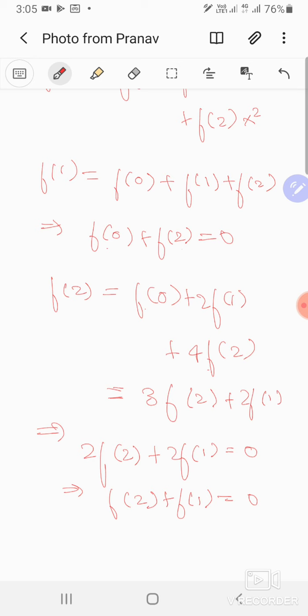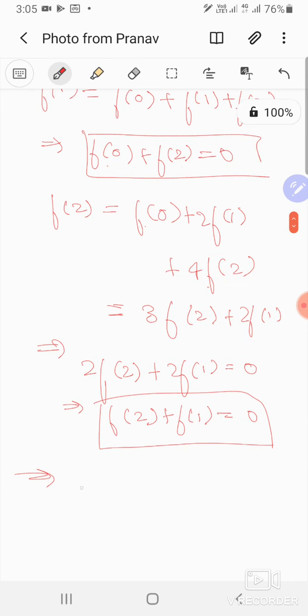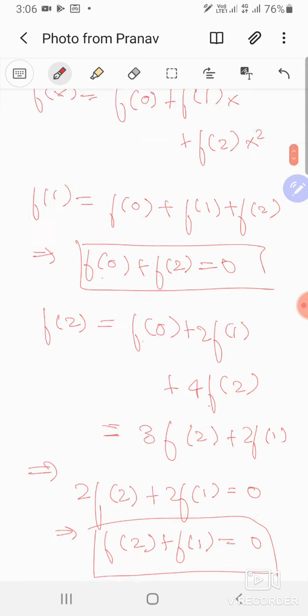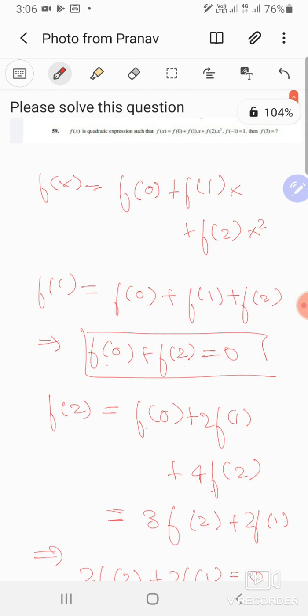Is this correct? Yes, it looks correct. So this is one of the equations, and that's another equation. That gives me f of 0 is equal to f of 1. So f of 0 equals f of 1.